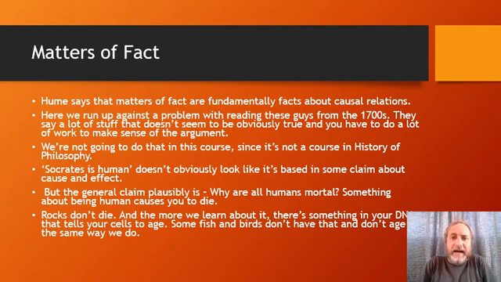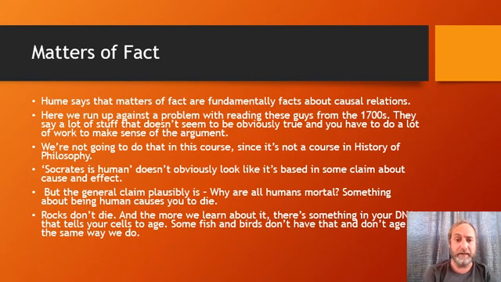So Hume says matters of fact are fundamentally all facts about causal relations. So when I say all humans are mortal, I'm making some causal claim. Again, that's not obvious right off the bat. You can do a lot of reading, and people will try to explain what he meant. But maybe what we mean is this: something about being human causes you to die eventually. That's the claim, and I guess that's plausible.